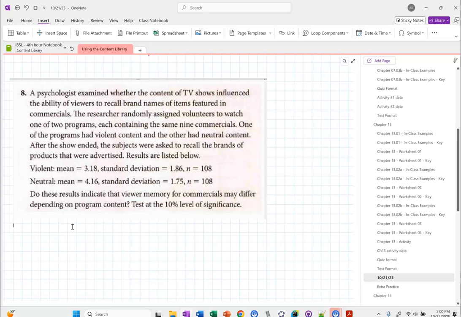All right, let's read. A psychologist examined whether the content of a TV show influenced the ability of viewers to recall brand names of items featured in commercials. The researchers randomly assigned volunteers to watch one of two programs, each containing the same 9 commercials. One of the programs had violent content, and the other had neutral content. After the show ended, the subjects were asked to recall the brands of products that were advertised. Results are listed below. Do these results indicate the viewer memory for commercials may differ depending on the program content? Test at a 10% level of significance.